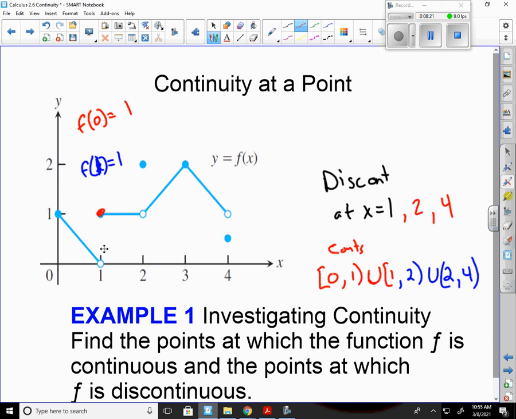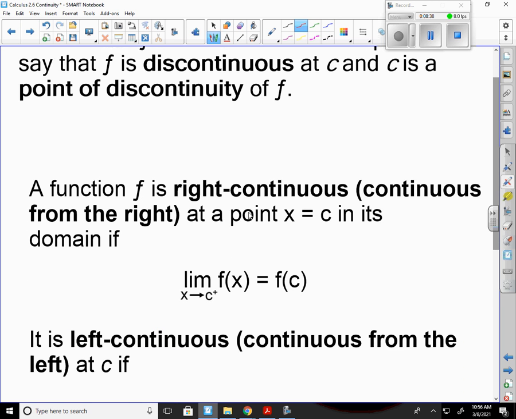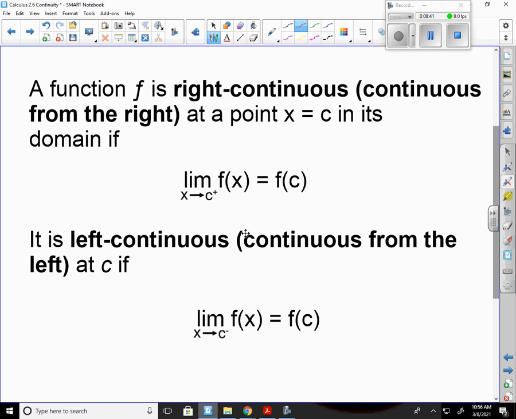So if this was an endpoint, it's kind of what we came to last part when I was writing this down. If this was an endpoint, then it would give us a continuous function because it's right continuous. It's left continuous if it's the same direction but opposite. So if I'm taking the limit from the left as x approaches c from the left of the function f, and that's equal to plugging the number in, then I would call this left continuous.